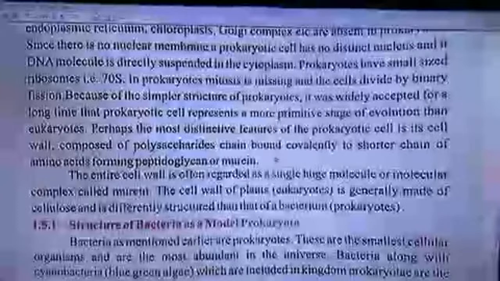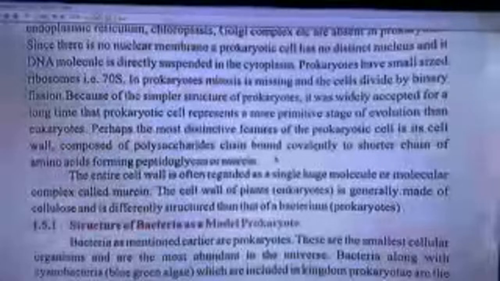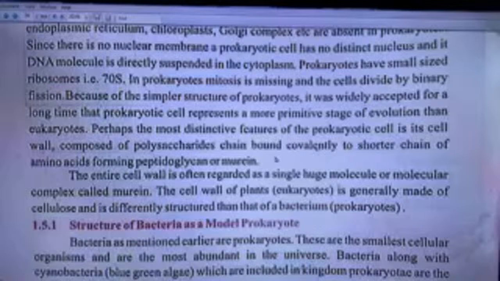70S in prokaryotes. Mitosis is missing and the cells divide by binary fission. Because of the simpler structure of prokaryotes, it was widely accepted for a long time that the prokaryotic cell represents a more primitive stage of evolution than eukaryotes.